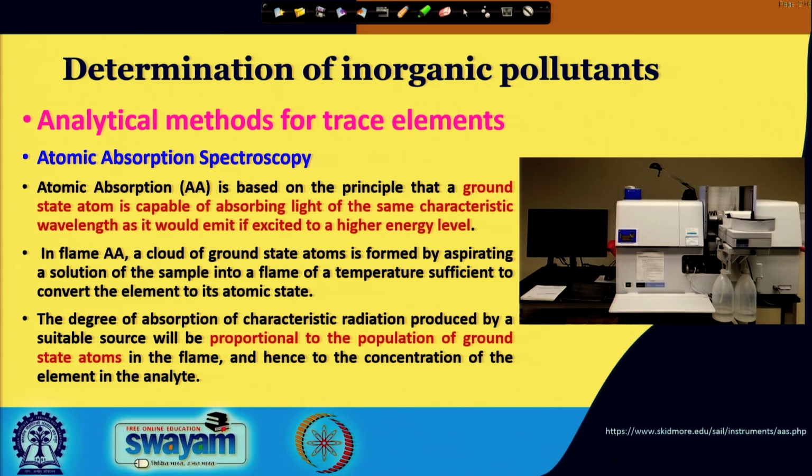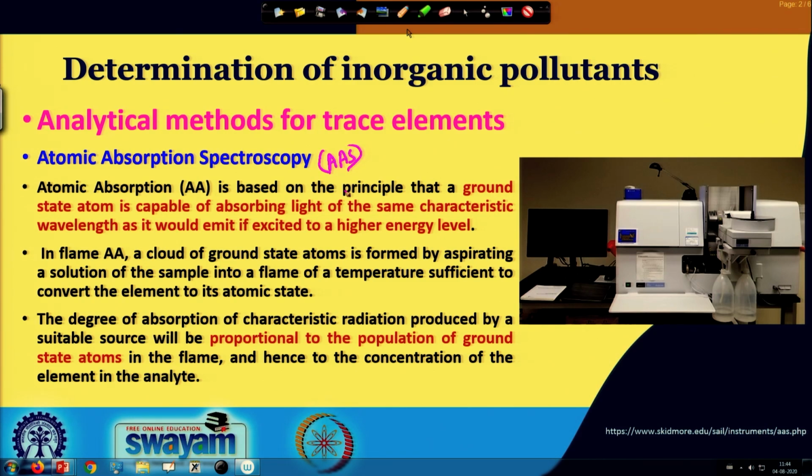So, let us talk about the atomic absorption spectroscopy. Now, we have already started talking about the atomic spectroscopy. Remember, we have already talked about the ICP-AES. It is one kind of atomic spectroscopy. This ICP-AES is basically atomic emission spectroscopy. Now, we are going to talk about the atomic absorption spectroscopy. It is generally denoted as AAS.